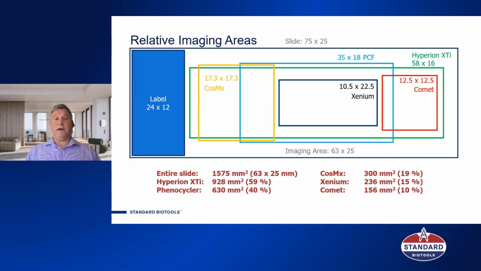When you're looking at combining Hyperion with any of the other technologies that are on the market, you can, in theory, mix the Hyperion with any of these technologies, although we have not yet tested the Cosmics, but all the others work. You can see that the Hyperion has the largest imaging area. So whatever area you have imaged on your other system, you are going to also be able to image on the Hyperion.